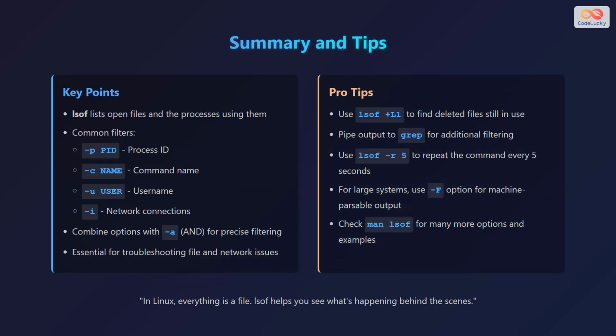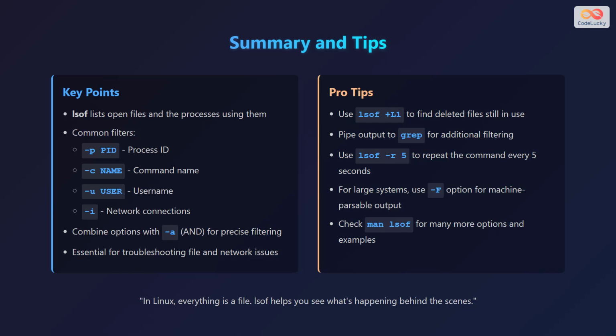In summary, lsof is a powerful command line utility that lists open files and the processes using them. Key options include -p to filter by process identification number, -c to filter by command name, -u to filter by username, and -i to filter by network connections. You can combine options with the -a, which stands for and, for precise filtering. lsof is essential for troubleshooting file and network issues.